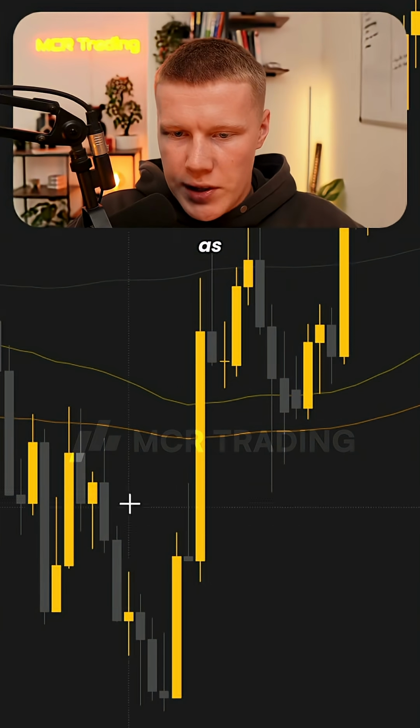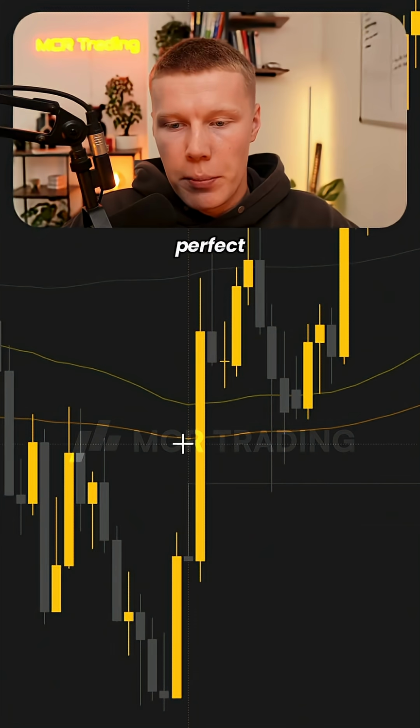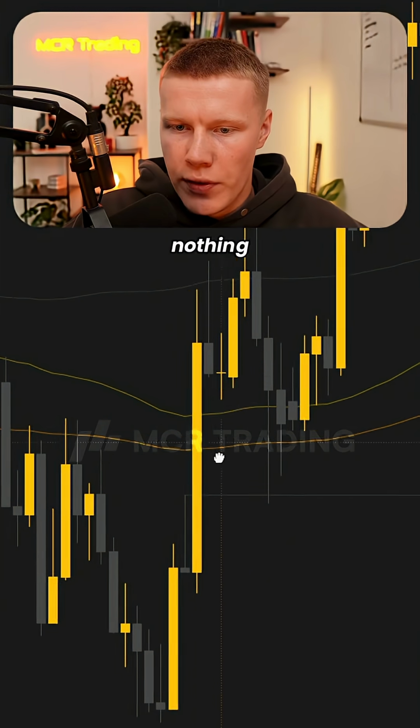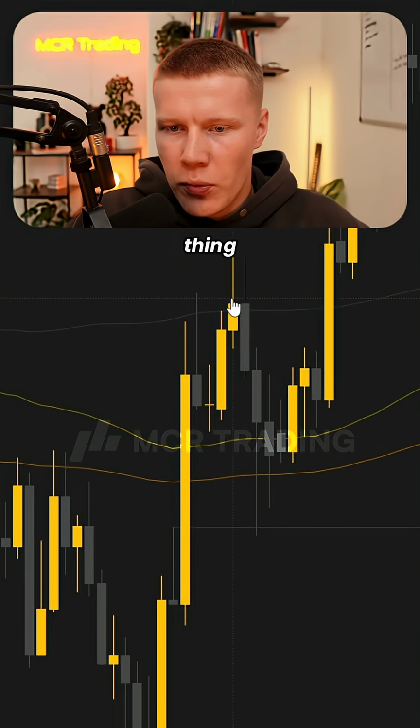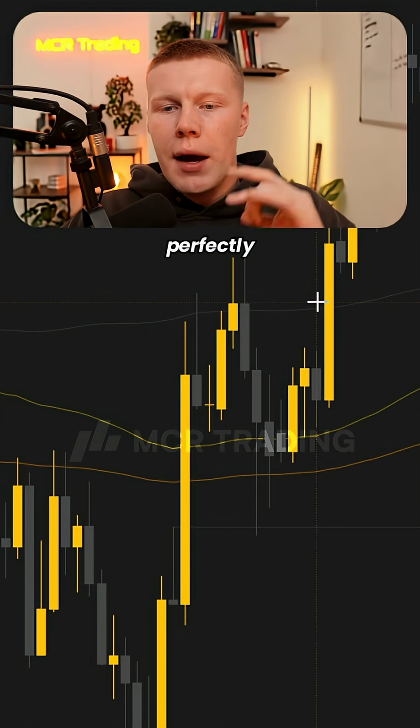Here's another example. As you can see, we had a nice little level here. We had a 1 candle break. This is a perfect break because there's no price action near the zone. It's just clean price action with nothing there. We consolidated and did our thing for a while and then retested after a few days, tapped into the level perfectly and made the move.